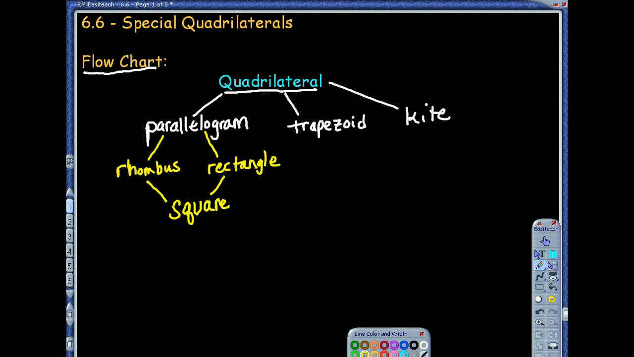Okay, so when we start asking these questions coming up, if you need to go back to this flowchart to see those connections, this would be a good idea. Okay. All right, let's move on.